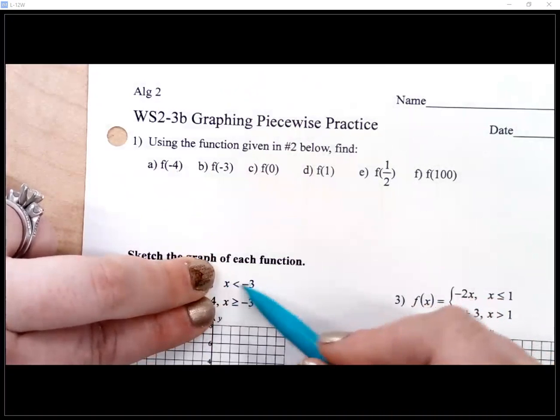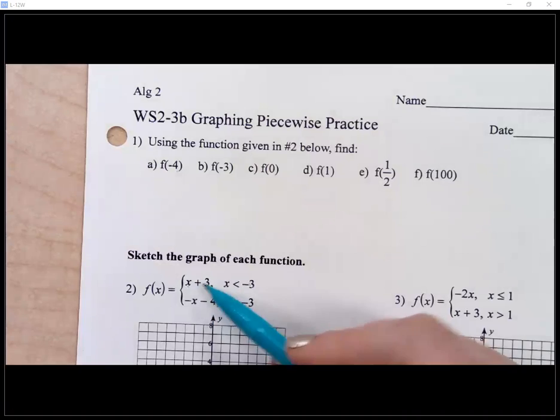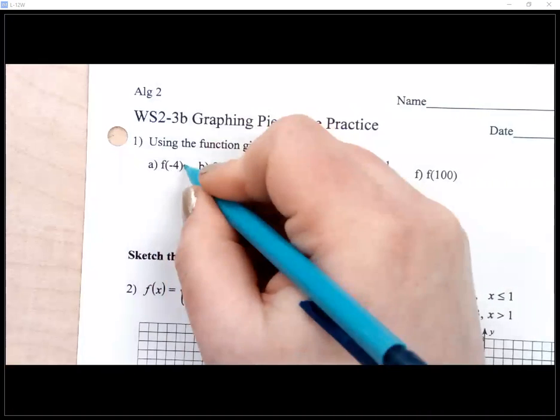So what do I do now that I've figured that out? I come over here and I'm going to plug in -4. -4 plus 3 is just -1. So the answer to number 1A is just -1.